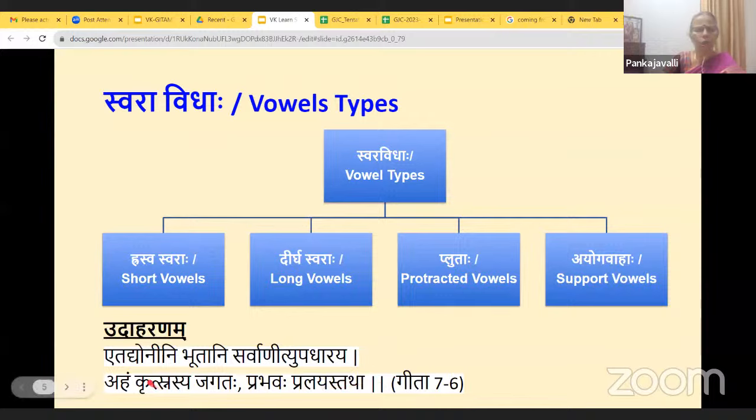So, all of them you have seen. No letter is without a gunitakshara in the end. I mean, without a swara in the end.